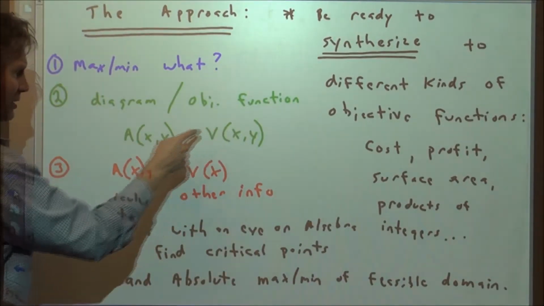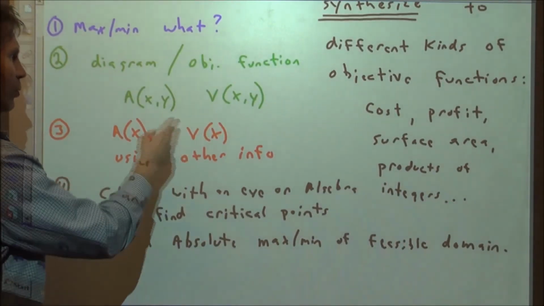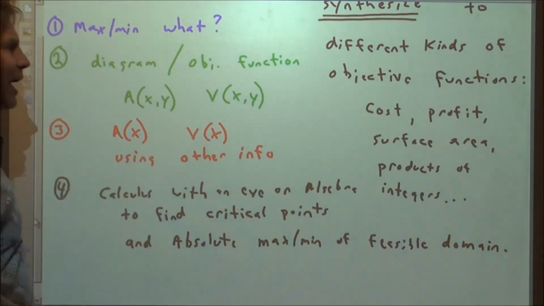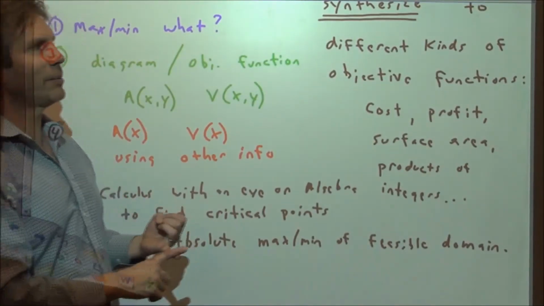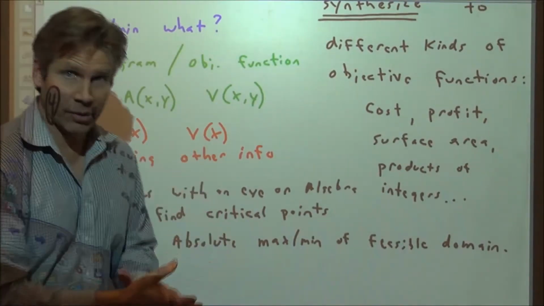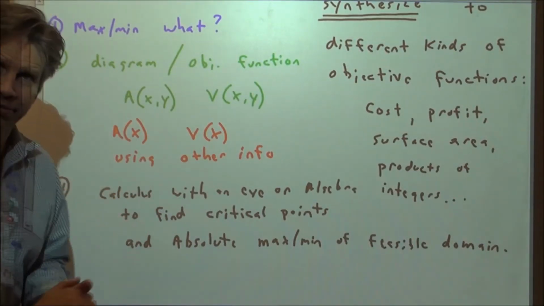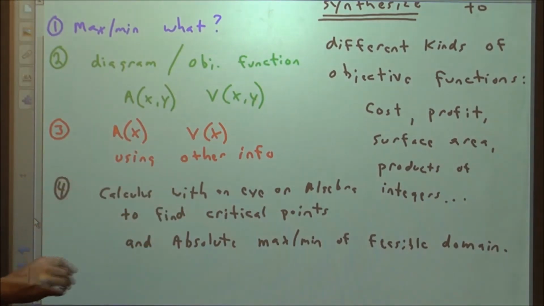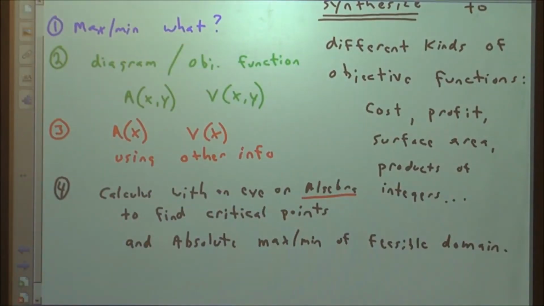Once you've written the objective function using as many variables as you need to, the third step is to rewrite the objective function using just one variable. You will do that by using the other information given in the problem, like 96 square centimeters of surface area, or 400 feet of fencing, or whatever. Use that other information to rewrite the function in terms of one variable, and then finally use the calculus, really with an eye on algebra, to find critical points.